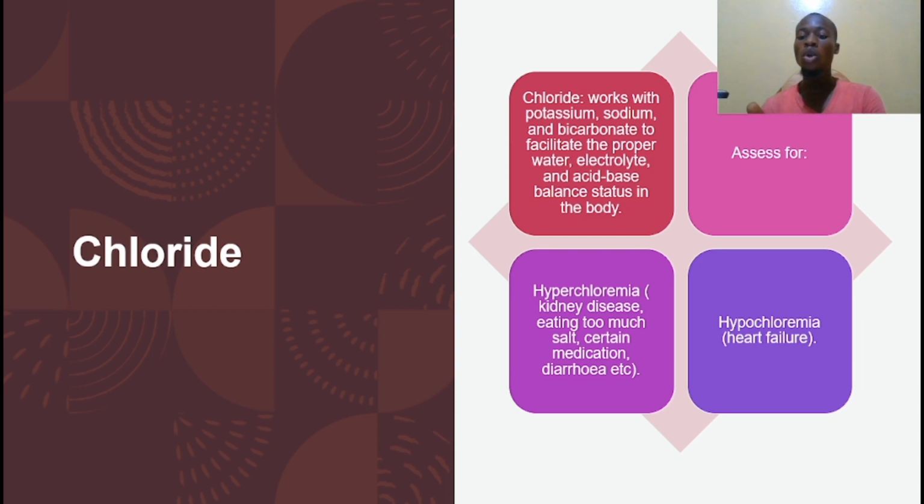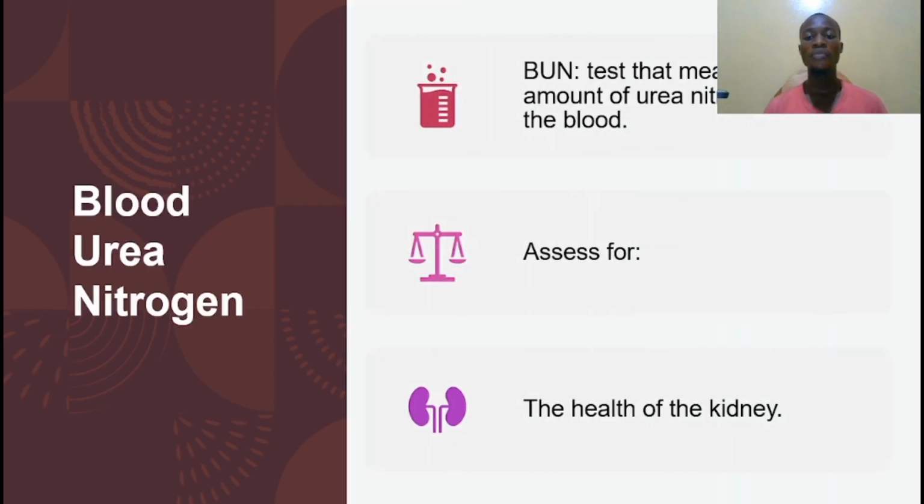So hypochloremia, if there is a low level of what we call chloride in the human body, there will be heart failure, the inability of the heart to pump properly. Then the blood urea nitrogen. This is a very unique test that measures the amount of urea nitrogen formed in the blood. This assesses the health of the kidney, and this blood urea nitrogen is produced from metabolic activity within the liver. So definitely the liver is the detoxifier.